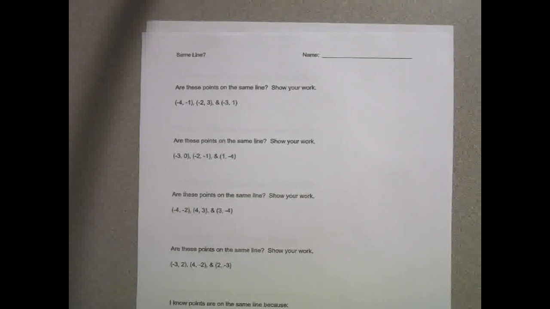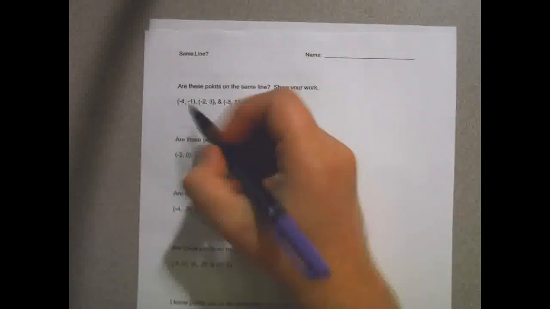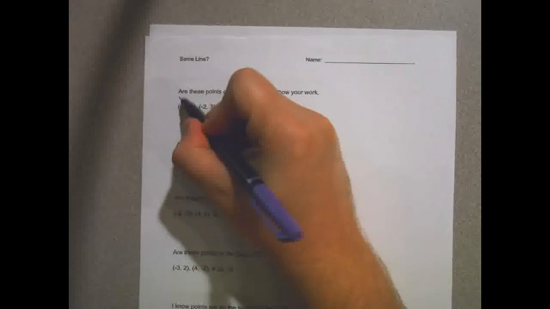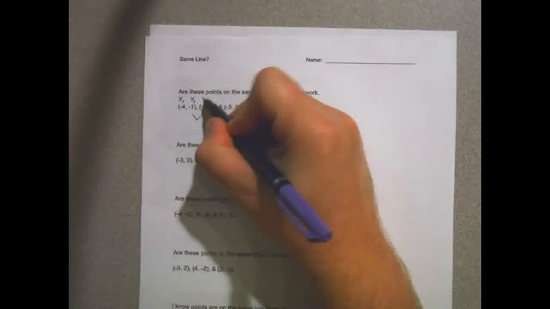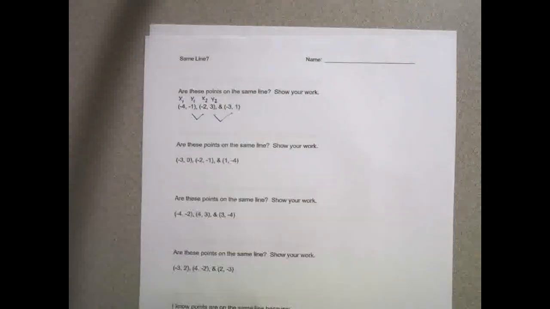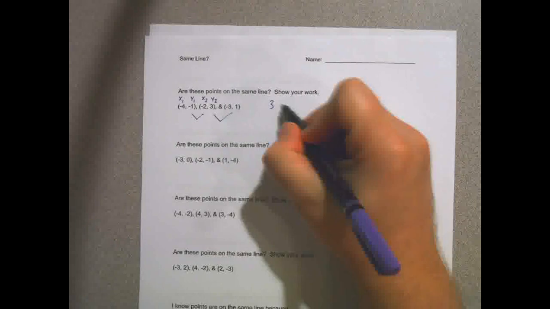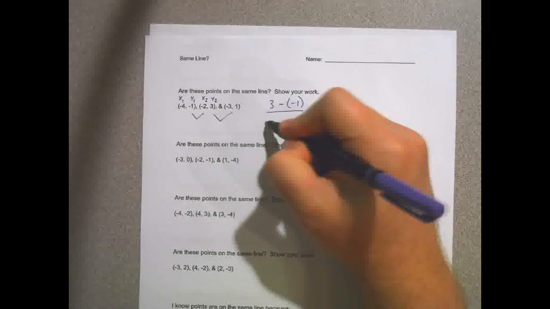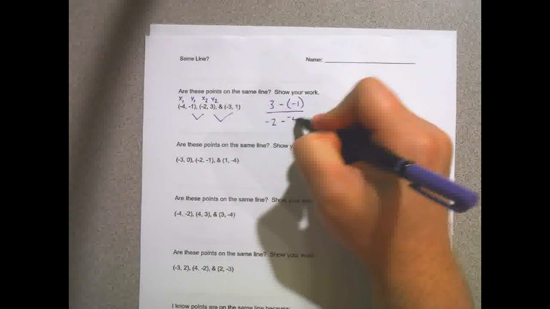a similar slope. What we can do if we don't have a graph is we can get the rate of change or the slope between these 2 points and compare it to these 2 points. And that's what we're going to do. So we're going to use our slope formula and go x1, y1, x2, y2. And then we're going to put that into our formula. So I have 3 minus -1 over -2 minus -4.